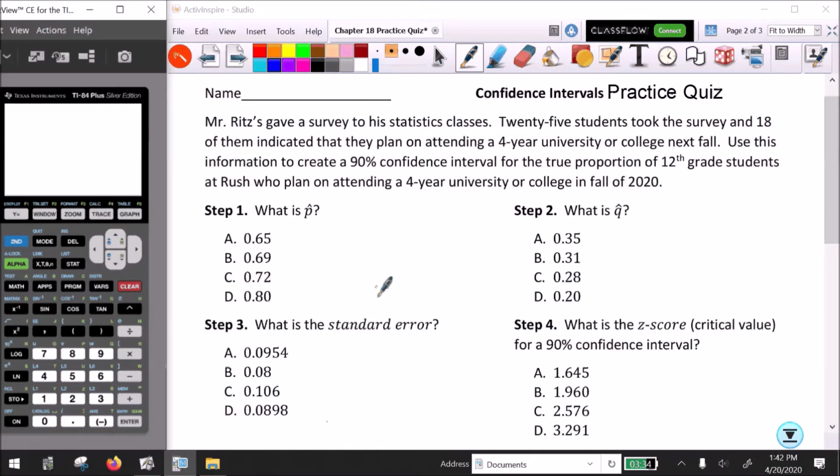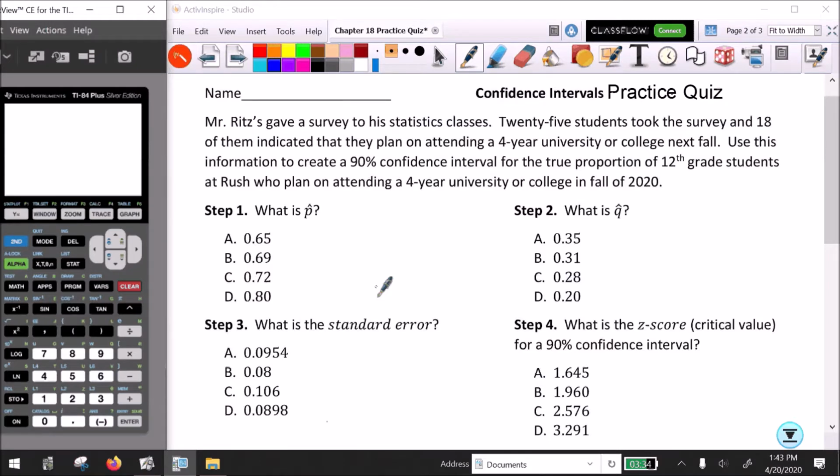If you want, you can go ahead and pause the video now, read the problem, try it on your own. But we're going to construct a 90% confidence interval for the true percentage of 12th grade students who are planning to go to a 4-year university or college next fall.